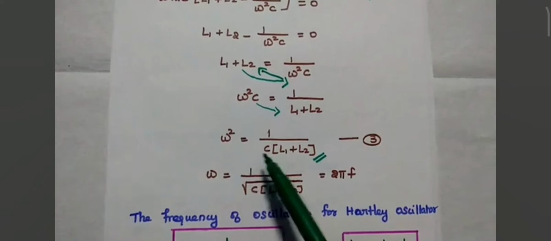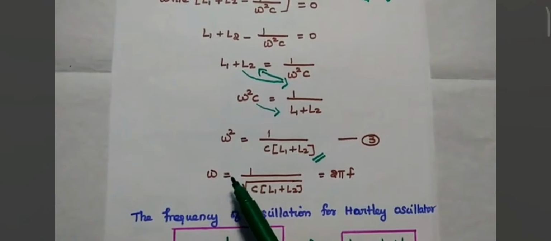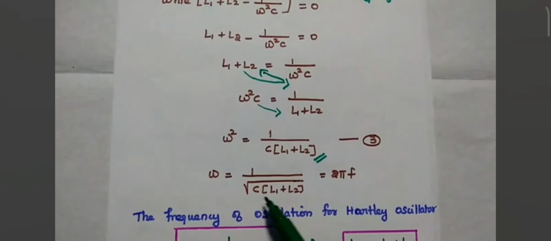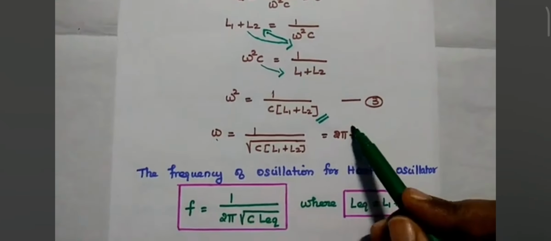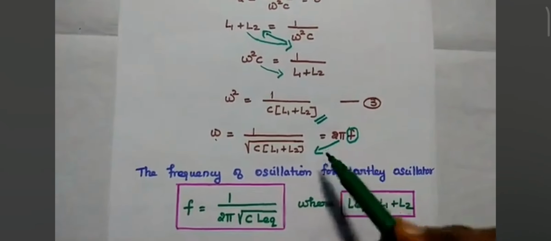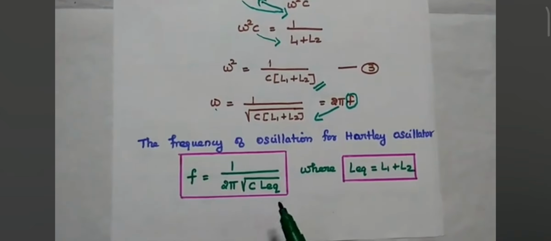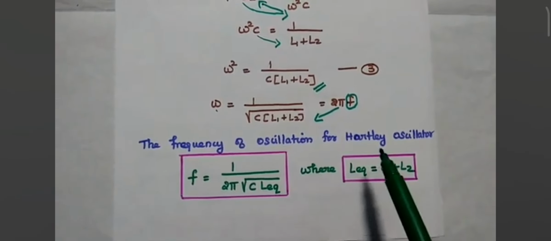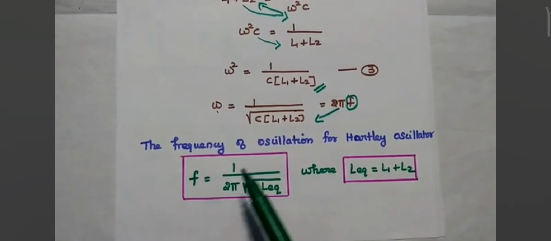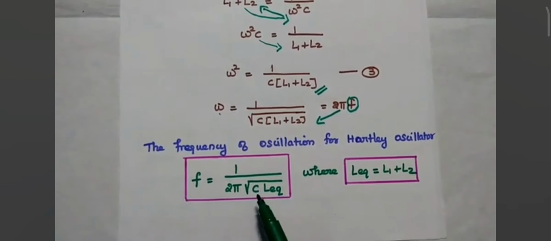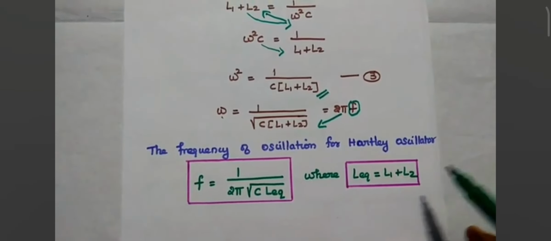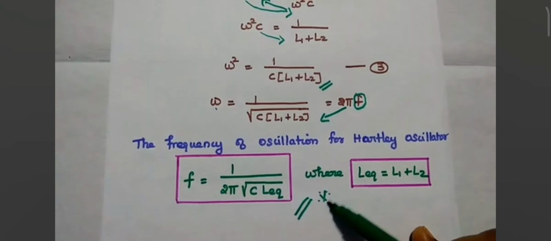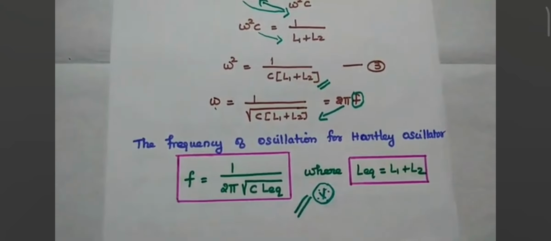Then we have to take the square root on both sides. We get omega is equal to 1 by square root of C into (L1 plus L2). Here omega is nothing but 2 pi f. So from this we can get the f value by moving this 2 pi to this side as a denominator. We get the frequency of oscillation for Hartley oscillator: f is equal to 1 by 2 pi square root of C into L equivalent. L equivalent is nothing but what? L1 plus L2. So this is a very important formula. We are going to use these formulas to solve some problems in the next video lecture.